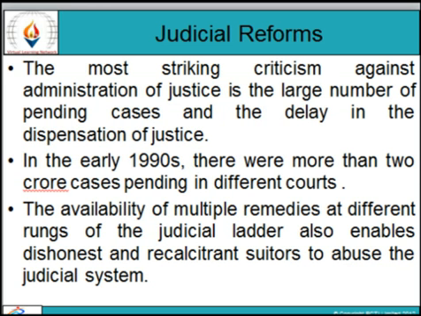Next, the most striking criticism against the administration of justice is the large number of pending cases and the delay in the dispensation of justice. In the early 90s, there were more than 2 crore cases pending in different courts. The availability of multiple remedies at different rungs of the judicial ladder also enables dishonest and recalcitrant suitors to abuse the judicial system.